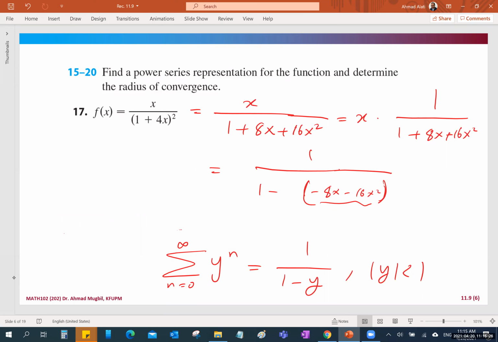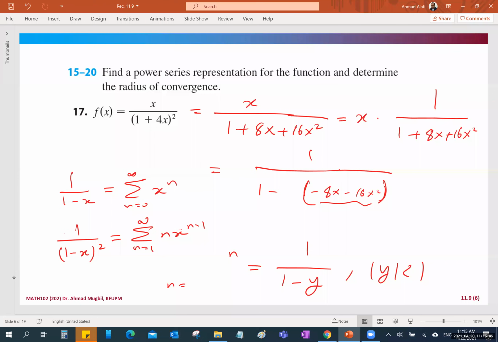If you remember, Muhammad, we said yesterday that 1 over 1 minus x equals sigma x to the power n, starting from 0. When we differentiate, what will we have? We will have this. We did that yesterday or not? Oh, yes. So you should remember, when you see this square here, you should think about it this way.